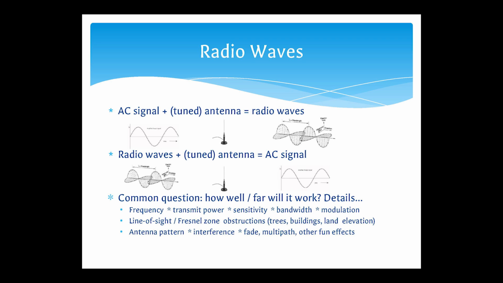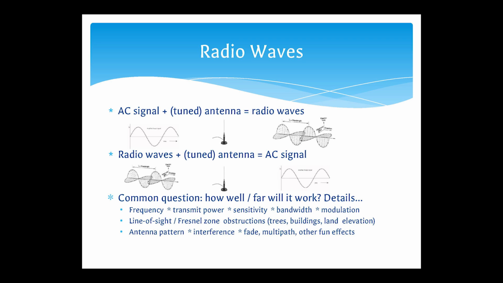The basics of radio waves are, if you take an alternating current signal in a wire, bring it to an antenna tuned to that frequency, it will transmit radio waves. And similarly, if you take the radio waves, bring them back, and an antenna receives them, it will output an AC signal, which can be brought back to electronics and used.